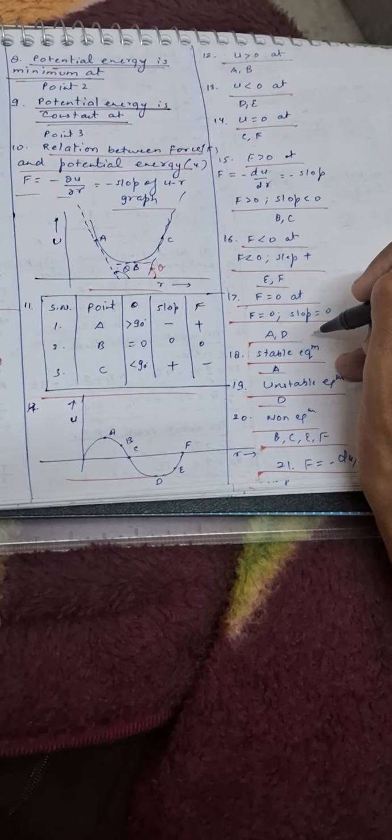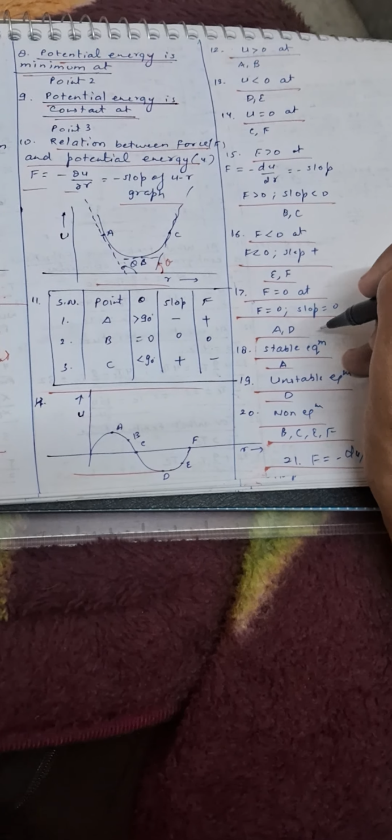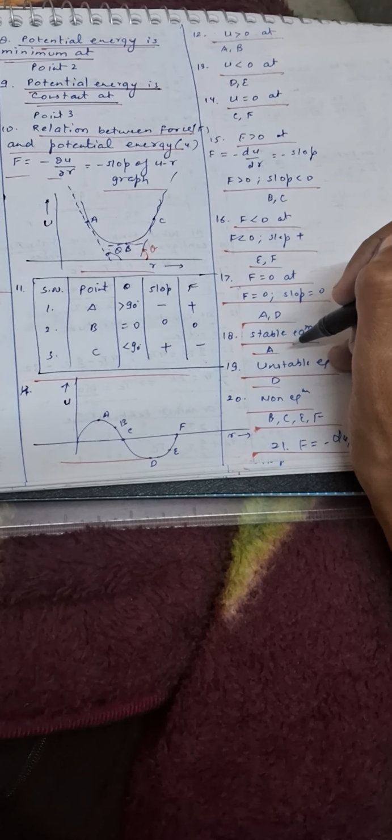Next is stable equilibrium. So at stable equilibrium, potential energy is maximum, so it will correspond to point A. Next is unstable equilibrium. At unstable equilibrium, potential energy is negative, which corresponds to point D. Next is the non-equilibrium position. So B, C, E, F are the non-equilibrium positions here. And the next relation between force and potential energy is F is equal to minus dU by dr.